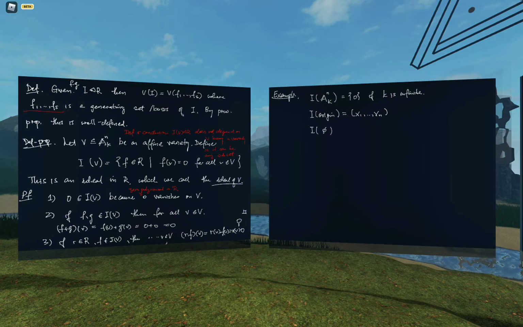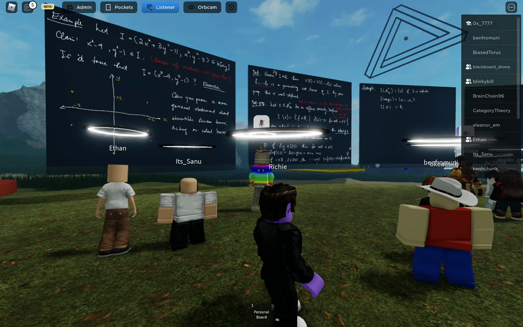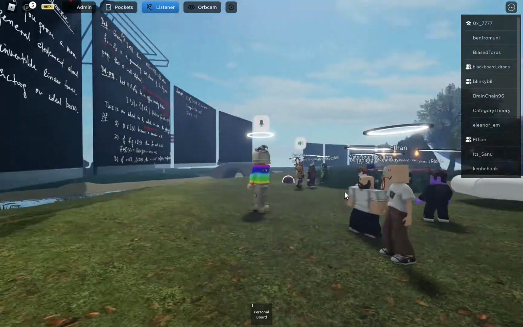And so the last example is the I of the empty set is R, right? So these are kind of basic examples. Okay, so I'm going to do the example of the twisted cubic.